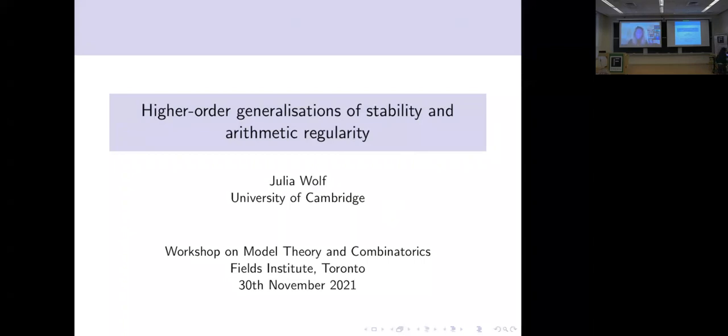Our first speaker today is Julia Woolf from University of Cambridge. She'll be speaking on higher order generalizations of stability and arithmetic regularity.